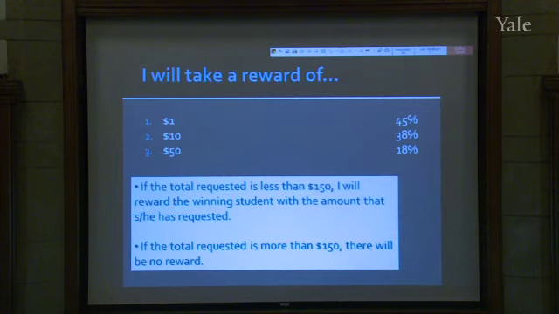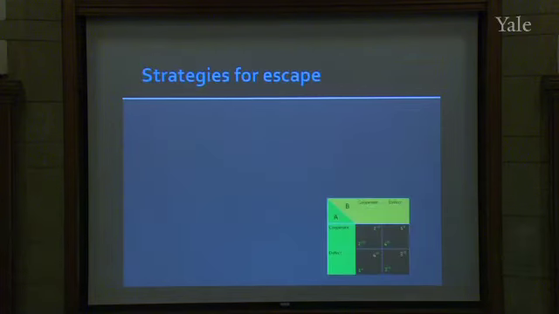But the question is, now that we've presented ourselves with these two versions of the puzzle, the prisoner's dilemma on the one hand and the tragedy of the commons on the other, what kind of strategies are there for escape? And in the last 10 minutes of lecture, I just want to talk through at a very general level what kinds of strategies are available.